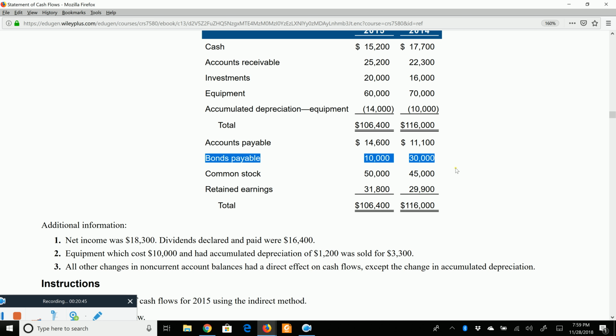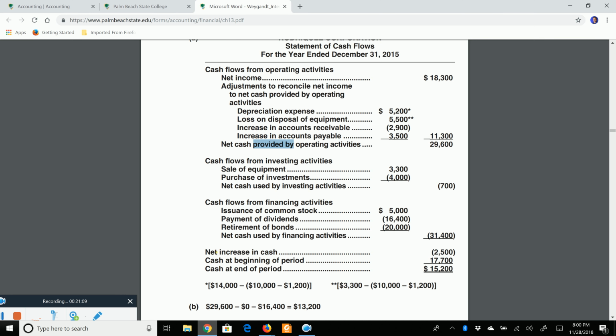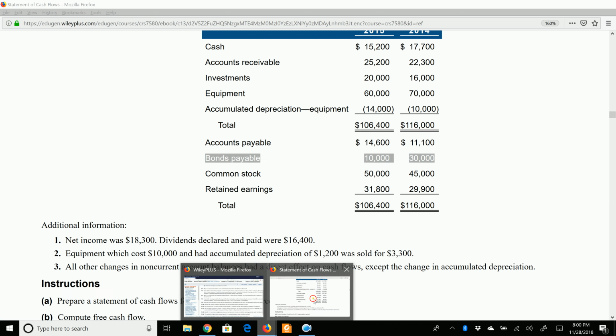Bonds payable. Now, bonds payable started the year at $30,000 and it ended the year at $10,000. Now, without any other additional information given to us, how can bonds payable decrease $20,000? Well, if the liability decreased $20,000, we must have paid it off. That is a cash outflow. And that's what this number is here. Let me highlight it. Retirement of bonds. We're underneath the financing activities now. Negative 20,000. So that takes care of that one.